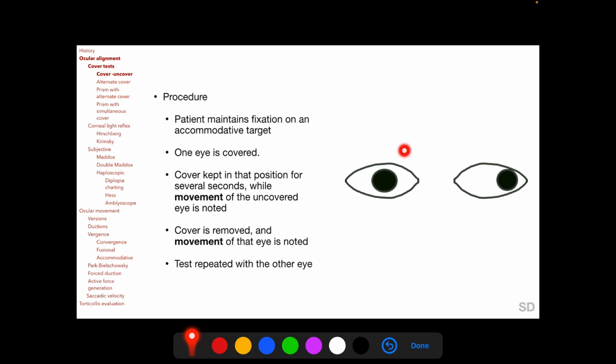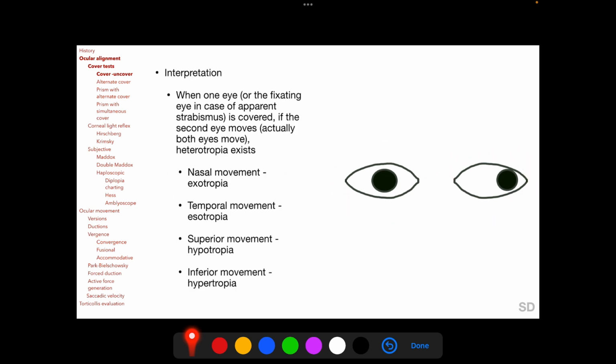One eye is covered and the cover is kept in that position for several seconds while movement of the uncovered eye is noted. The cover is then removed and movement of the first eye, which was initially covered, is then noted. So this part is the cover test and this part is the uncover test, and we note here that in cover tests we note movement of the eyes and not their positions. The test is then repeated with the other eye. When one eye is covered, if the second eye moves, heterotropia exists.